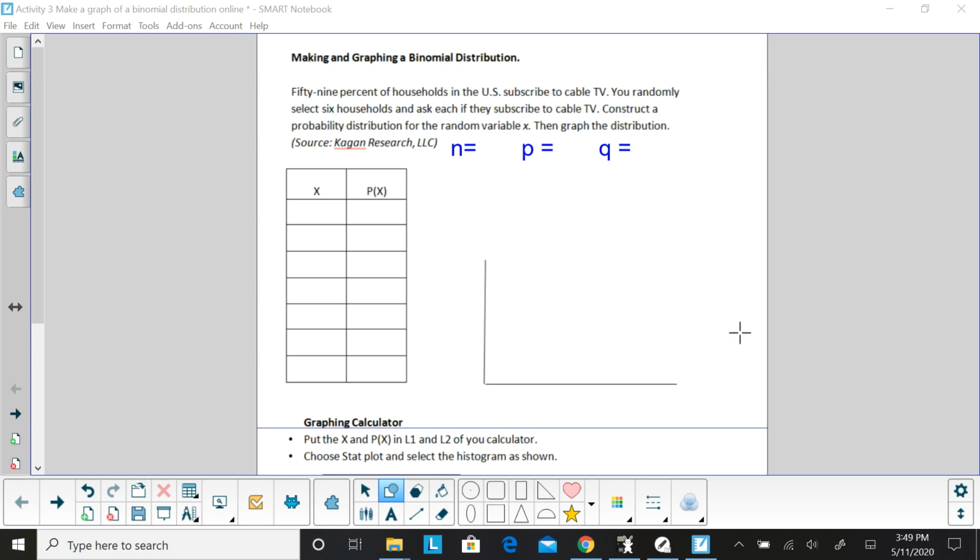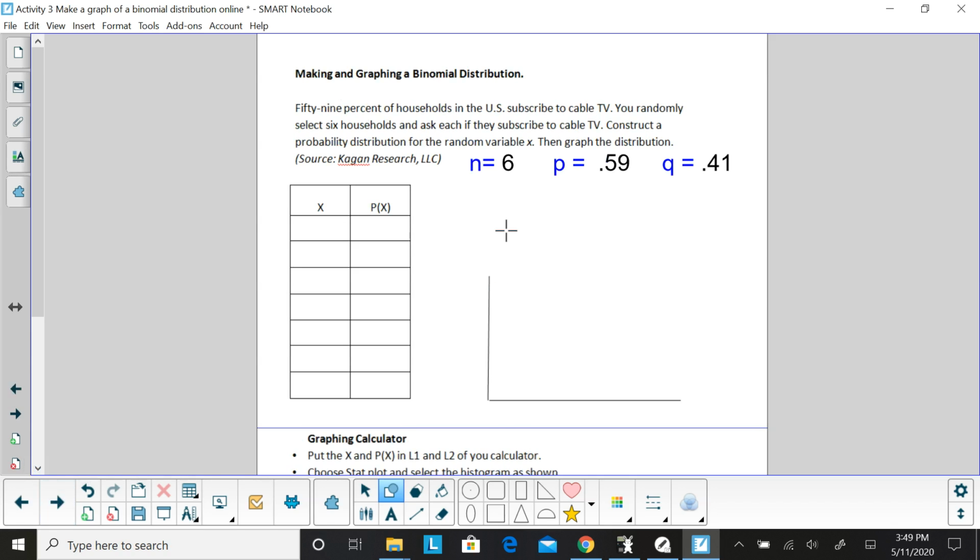So the first thing I need you to think about is what is n, p and q. So we'll pause for a second and you can answer that. All right, so in this case, n is 6 because there's 6 households. Probability of success is 59%, that's 0.59, and then q is 0.41, which is 1 minus 0.59.